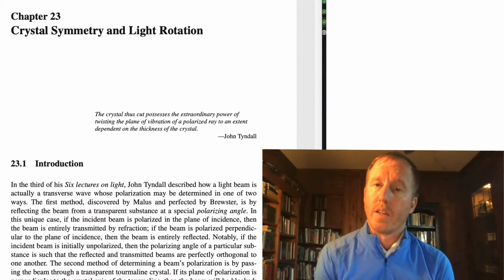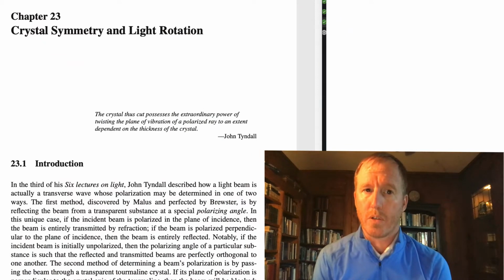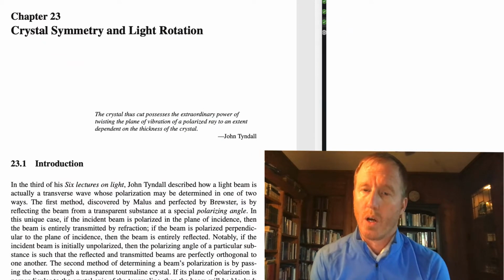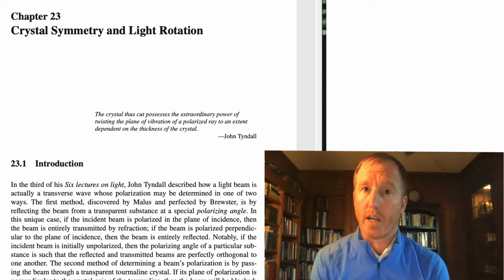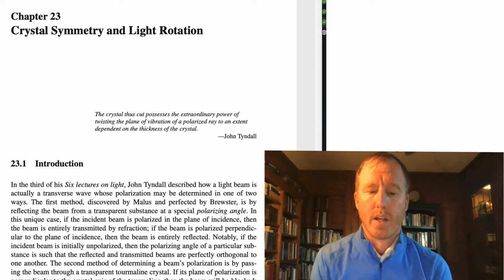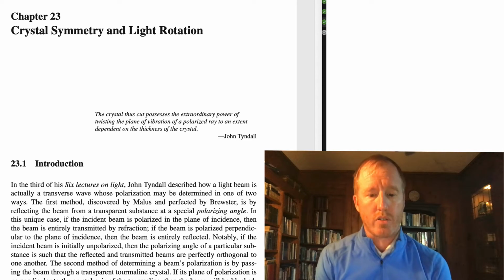Welcome back to my lectures on electricity, magnetism, and light, where we are looking at the Lectures on Light by John Tyndall. We have made our way up to chapter 23 in A Student's Guide to the Great Physics Text, volume 3. This chapter is on crystal symmetry and light rotation. We'll be specifically looking at how light propagates through birefringent crystals, such as Iceland spar or calcite. So let's just remind ourselves where we've been, and then we'll make our way into this chapter.